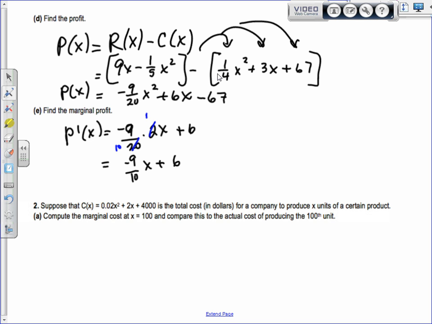All right, so number 2. So it says, suppose that the cost is 0.02 x squared plus 2x plus 4,000 is the total cost in dollars for a company to produce x units of a certain product. So compute the marginal cost and compare this to the actual cost of producing the 100th unit. So your marginal cost is going to be C prime of x. So you're going to have 0.02 times 2, so 0.04x plus 2. So C prime of 100 is going to be 0.04 times 100 plus 2. So it's going to be 4 plus 2, so you get 6.